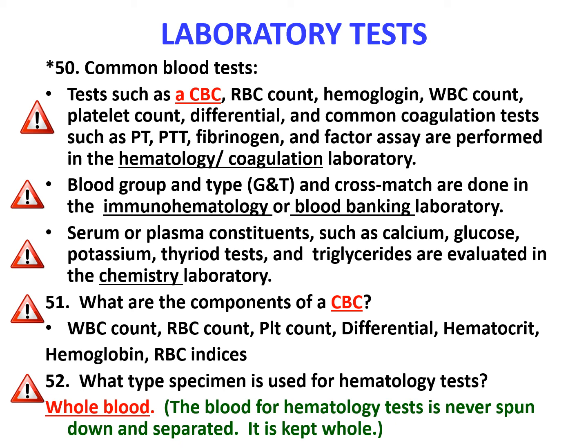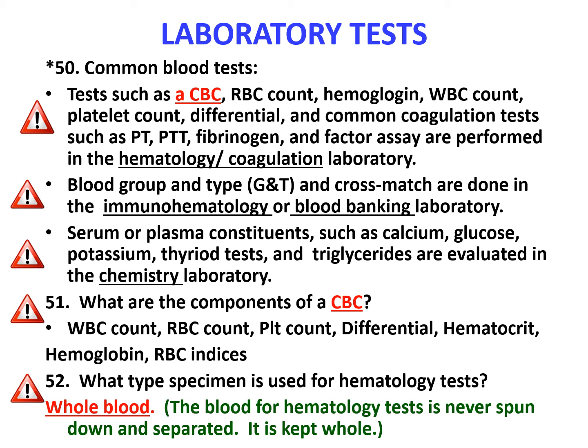Blood groups and type, so group and type, cross-match are done in the immunohematology or blood bank portion of the laboratory. Then you have serum or plasma constituents such as calcium, glucose, potassium, and all our panels like thyroid and chemistry panels. All of these are done in the chemistry part of the laboratory. So if you drew a green top tube to do an electrolyte panel, or if you drew an SST tube to do a thyroid panel, you would take those tubes to the chemistry department of your laboratory.